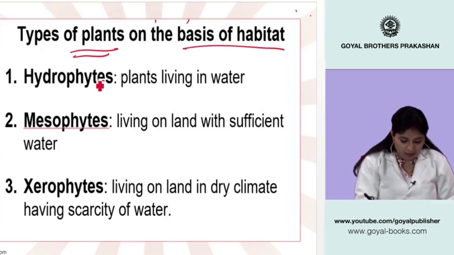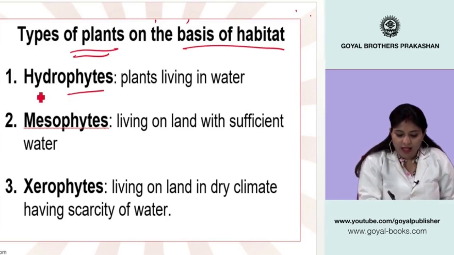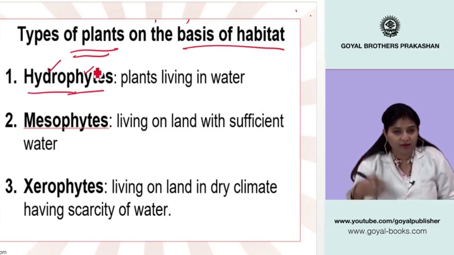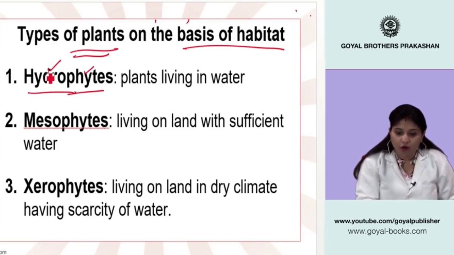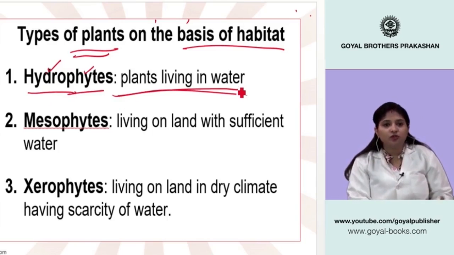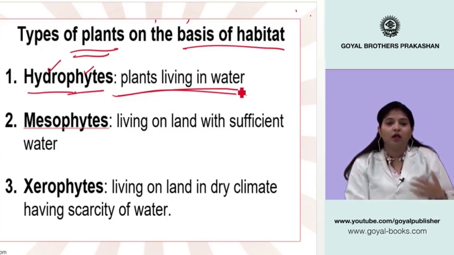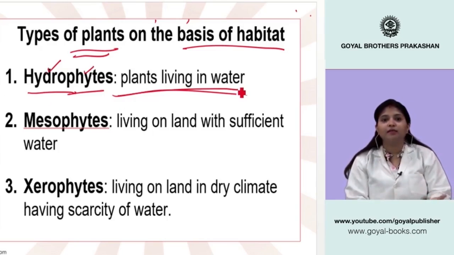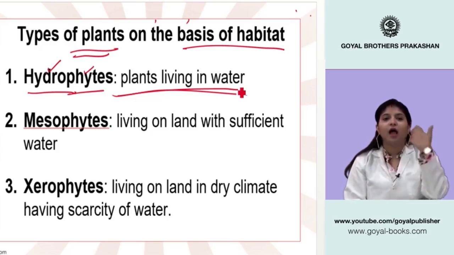So what are the different types of plants on the basis of habitat? The first one is known as hydrophytes. As the name suggests, hydro means water and phyte stands for plant. So these are the plants which live in water. They have adaptations which help them in surviving in water. They can be submerged completely, or some part of them can be seen above the water.